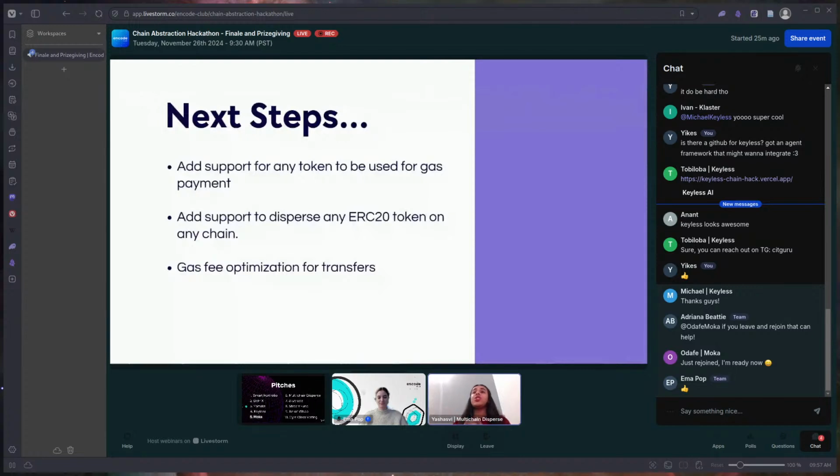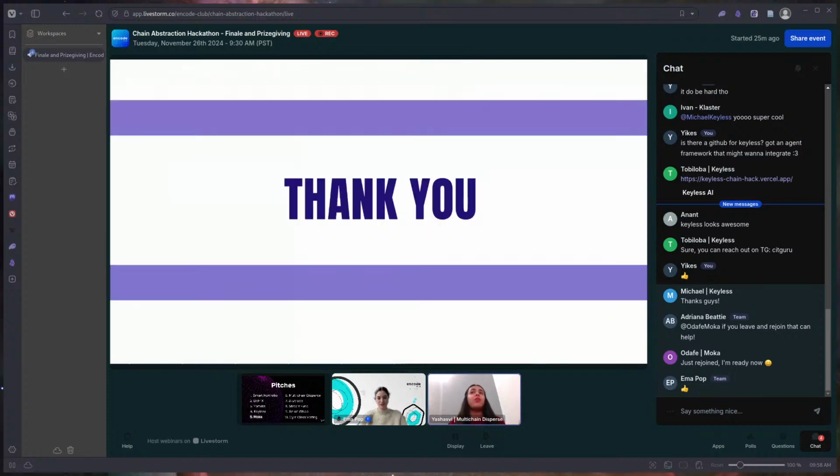At the end, I want to share our team's future vision for the project. First and foremost, we want to add support for any token to be used for gas payment. Also, we want to implement transfer of custom tokens on any chain and work on gas fee optimization. So that's all for Multi-Chain Disperse.